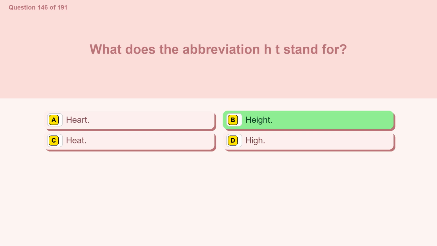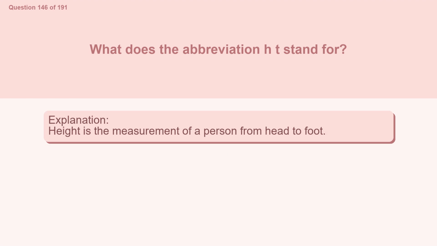The correct answer is option B, height. Height is the measurement of a person from head to foot.